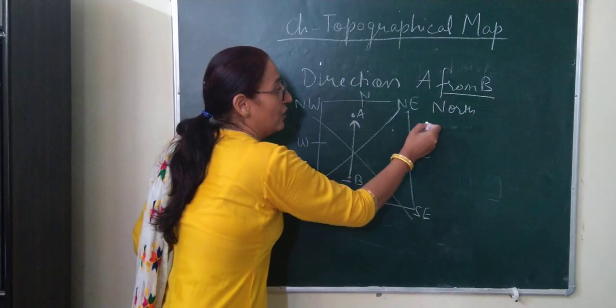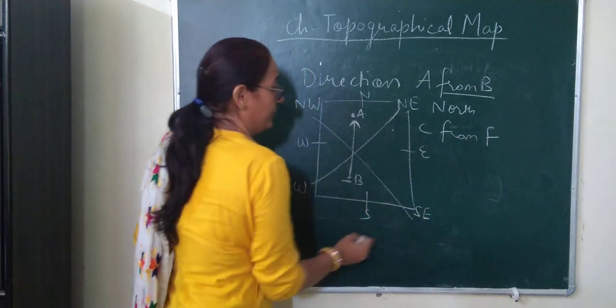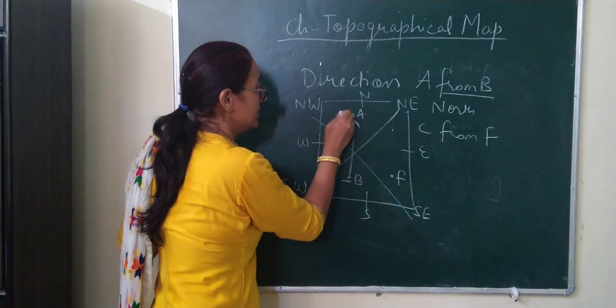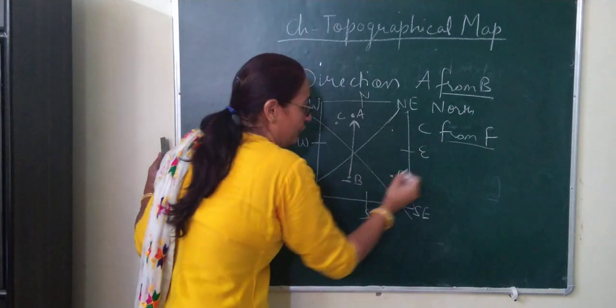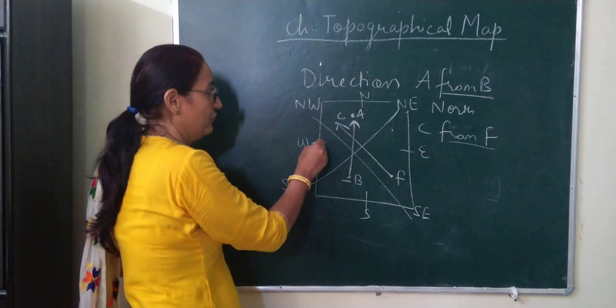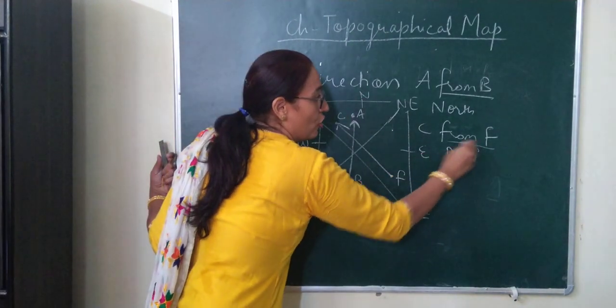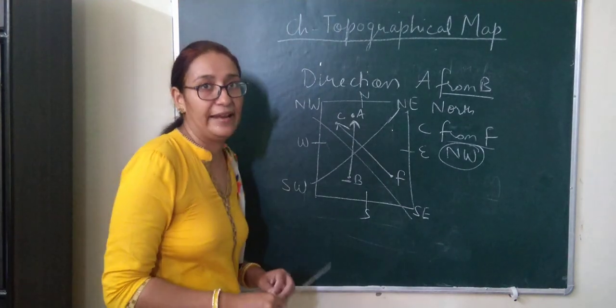Another is, find the direction of C from F. F is here, C is here. So from F we have to check towards C. What will be the direction between north and west? Northwest. So the answer will be northwest. In this way we find out the direction on a map.